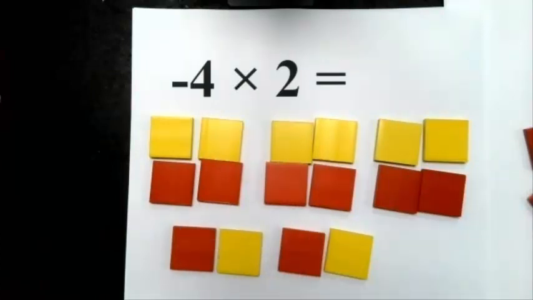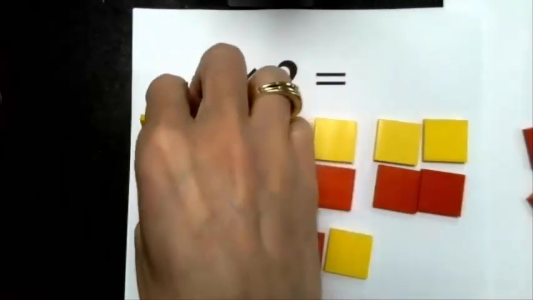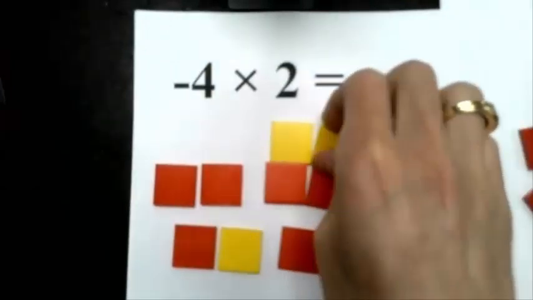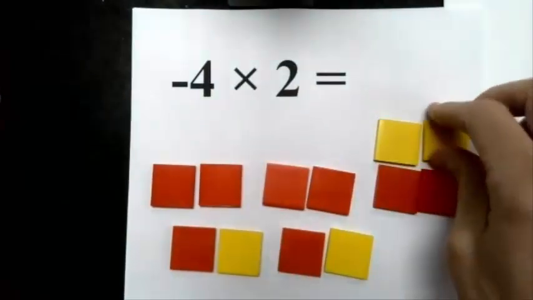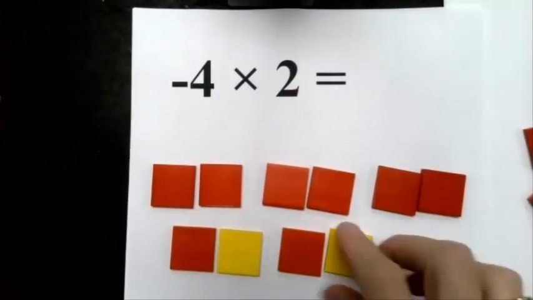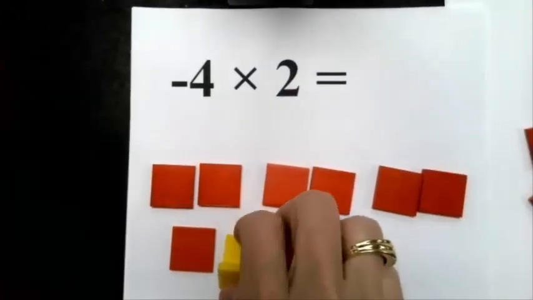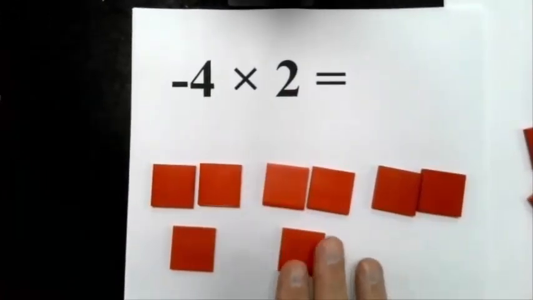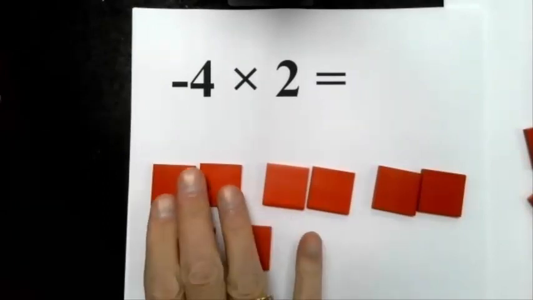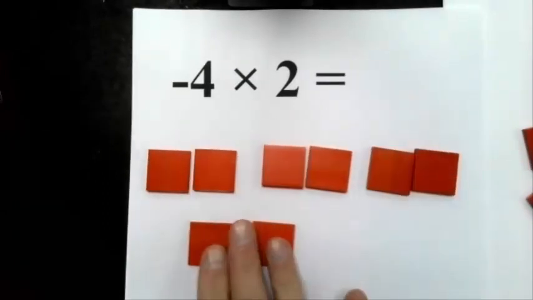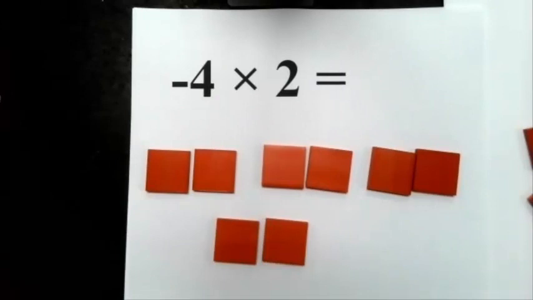I'm taking away 4 2s. The 2 is positive. The yellow counters are positive. So I'm going to take away 4 2s. This leaves me with 8 red tiles. The product is negative 8.